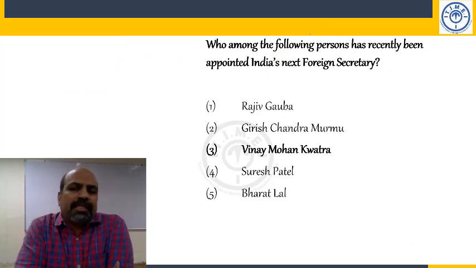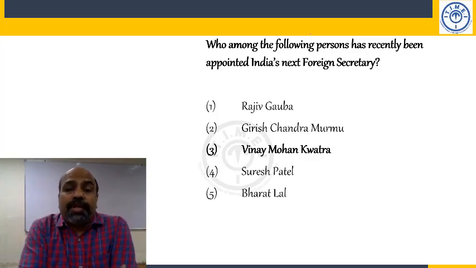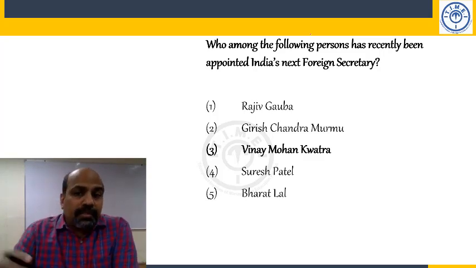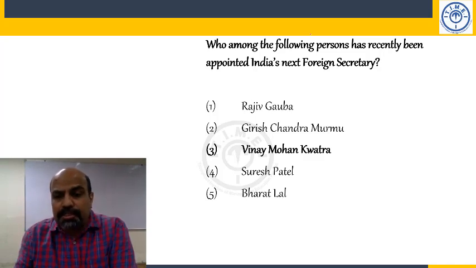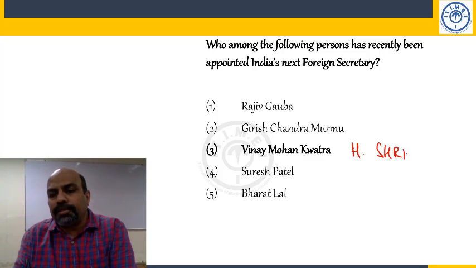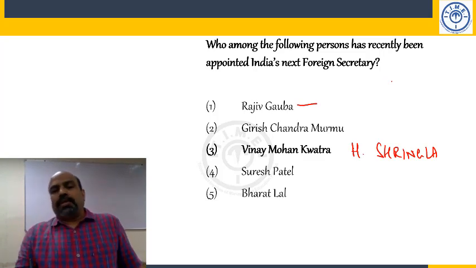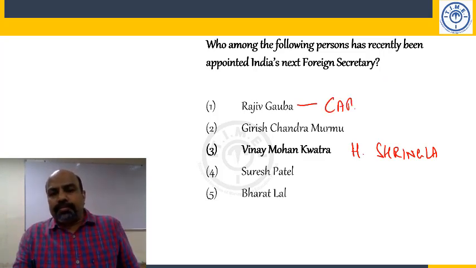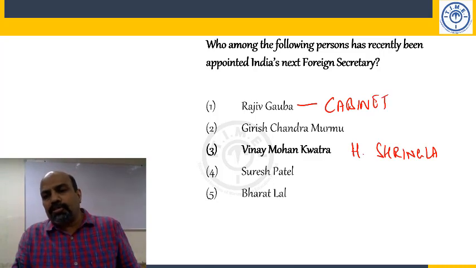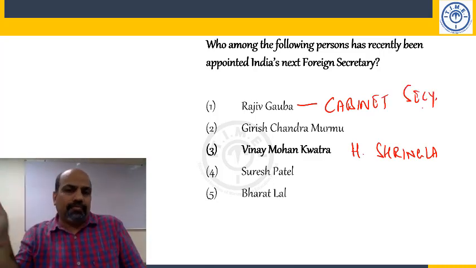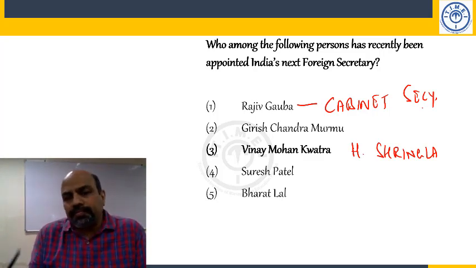Which of the following persons has recently been appointed India's next foreign secretary? Vinay Mohan Kwatra, who is succeeding Harsh Shringla, the outgoing foreign secretary of India. Rajiv Gauba is the cabinet secretary of India. See, this is the highest post in India for an IAS officer, the pinnacle of an IAS officer's career.